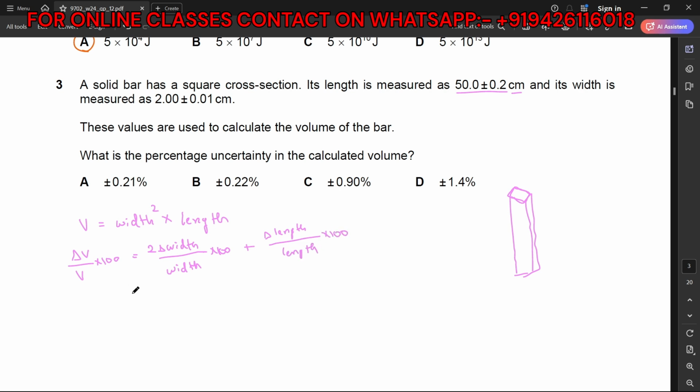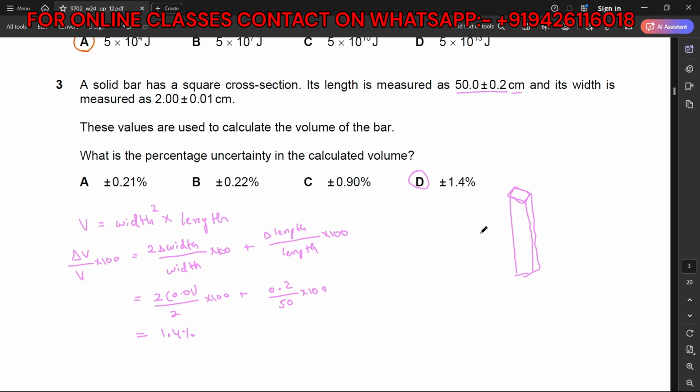into 100. And now if I just plug in the values, so 2 into 0.01 divided by 2 into 100 plus 0.2 by 50 into 100, and then if I calculate this percentage, so 0.01 into 100 plus 0.2 by 50 into 100, it comes out to be 1.4 percent, and therefore D comes out to be our answer. Okay, so that is how we have solved question 3.